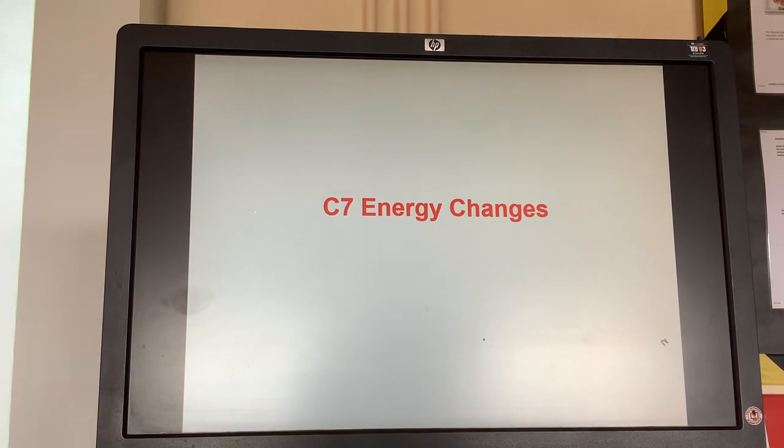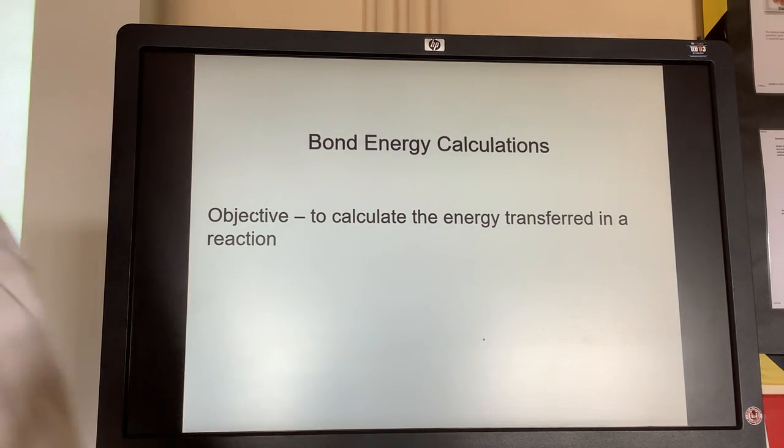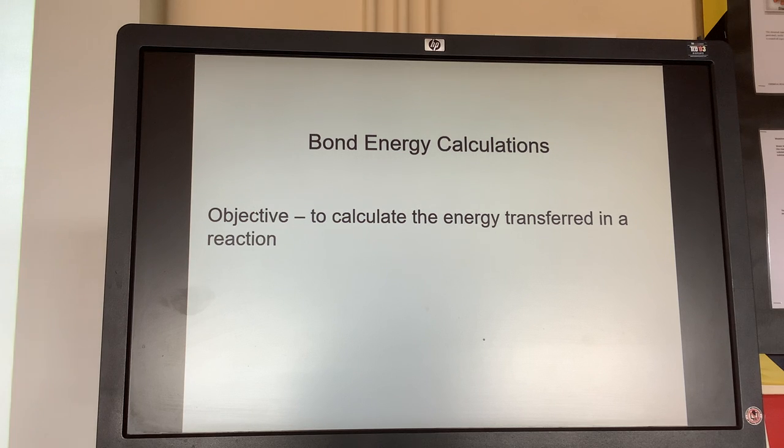Welcome back. Our second lesson, chapter 7, energy changes. We looked last time at exothermic and endothermic reactions. We're going to do a quick recap of that. Then we're going to look at an important topic, bond energy calculations. There's obviously going to be maths involved in this. We're going to calculate the energy transferred in a reaction.